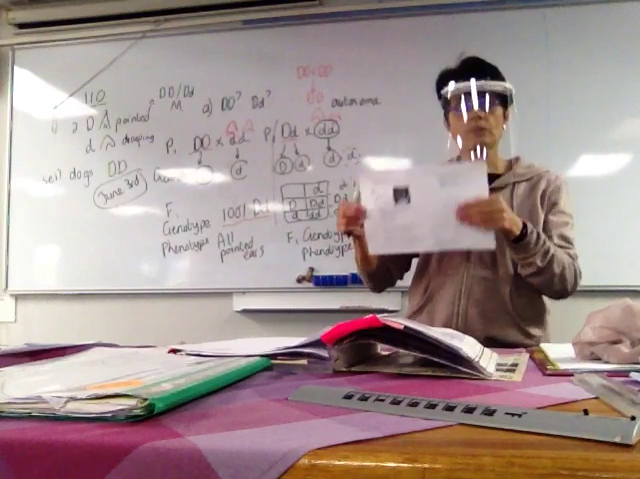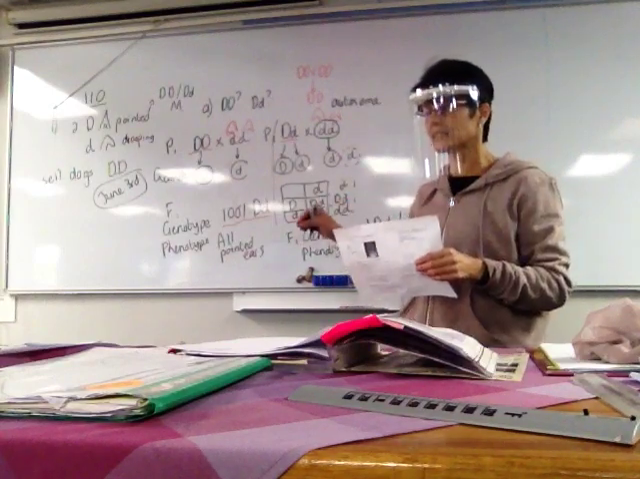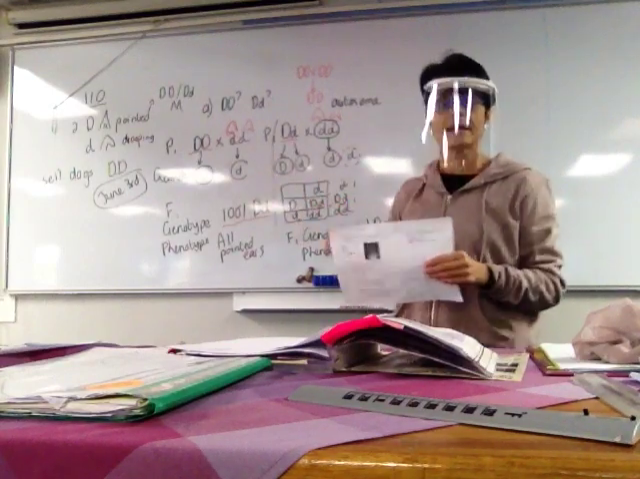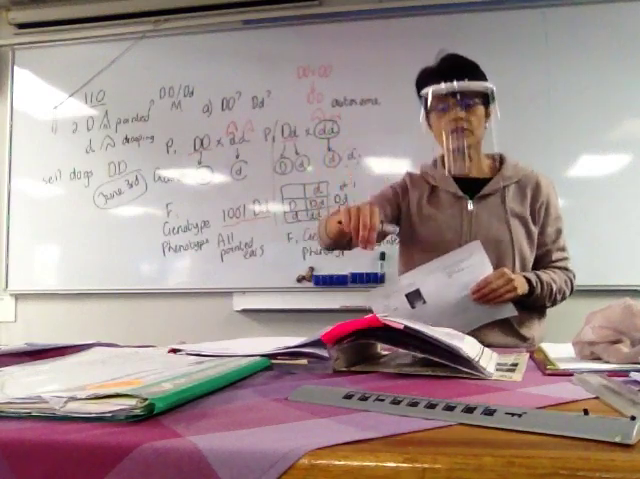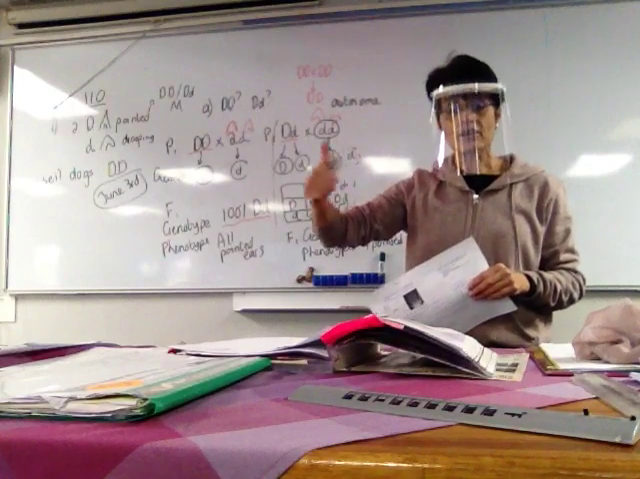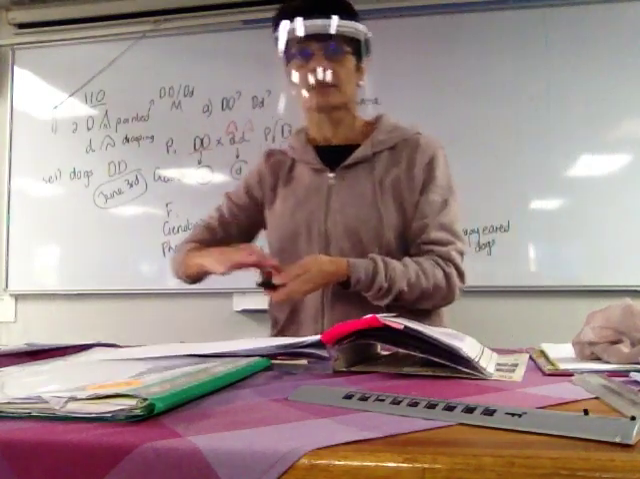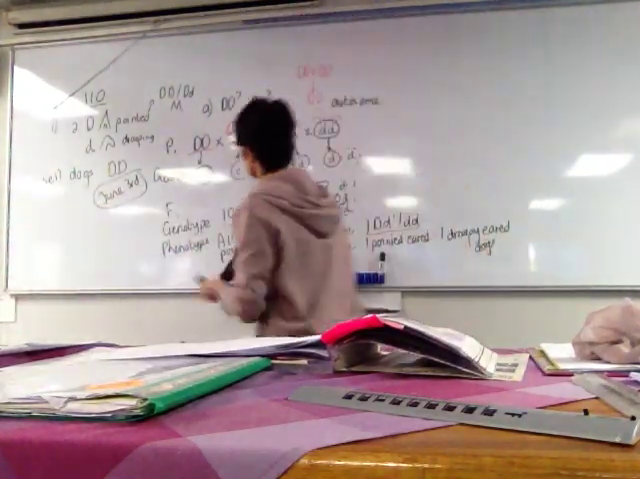But when we move on to polydactyly or Huntington's disorder or chorea, it's also a mutated gene found on an autosome, but the gene that causes the disorder is what? Dominant. Okay.